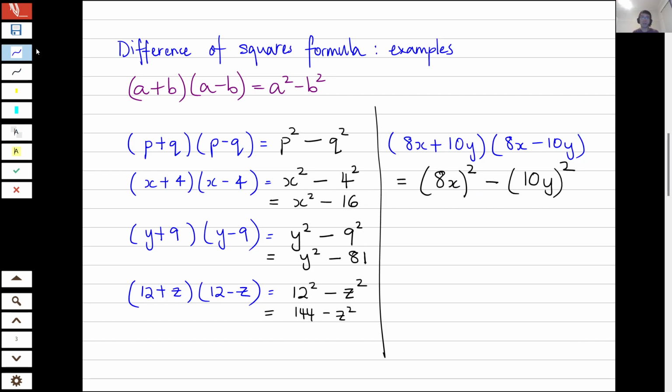And at this point, we need to use our index laws. So index law, I believe this was number 4. If I have two numbers multiplied by each other to the power of n, that's the same as the first number to the power of n times the second number to the power of n.